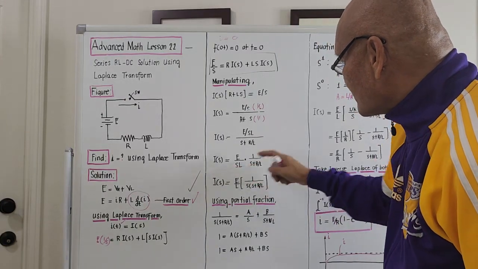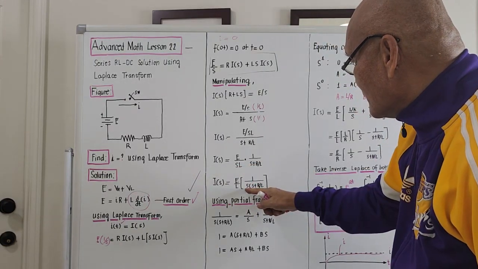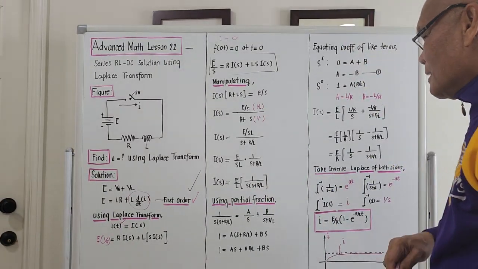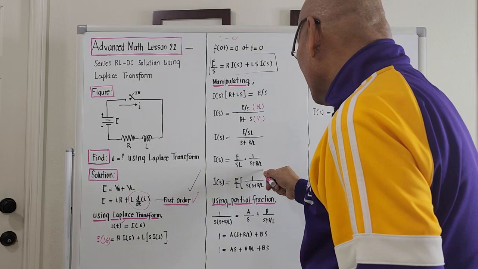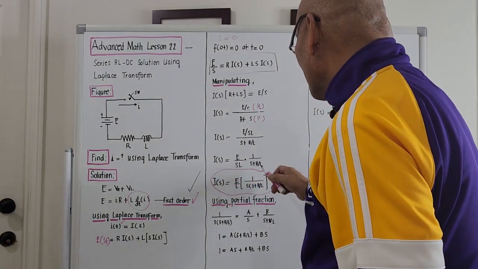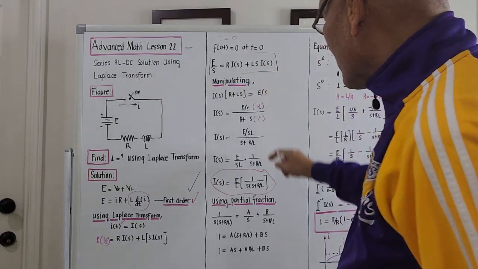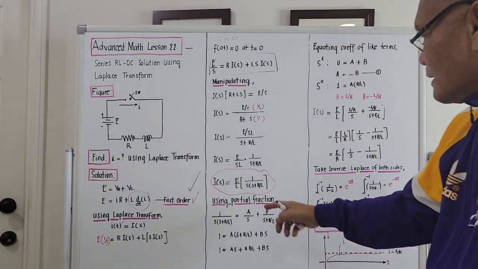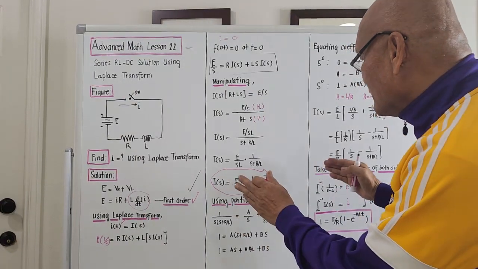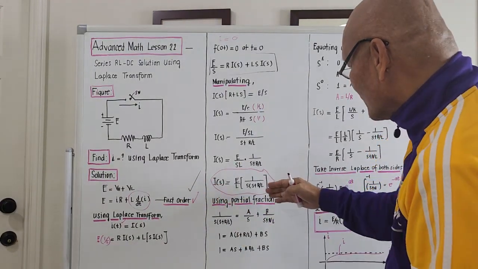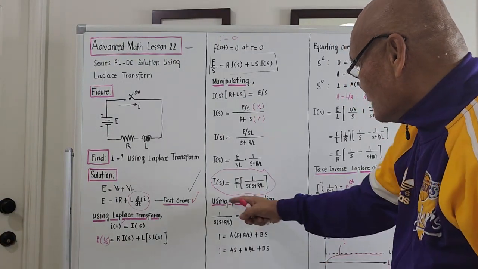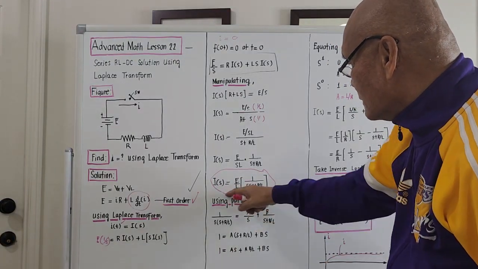I will put S inside, so it will be S times the quantity S plus R over L, close bracket. So this is now the resulting Laplace transform in its simplified form after the so-called algebraic manipulation. And to convert this one to its inverse Laplace, we have to simplify this as a partial fraction. So I place it here using partial fraction.